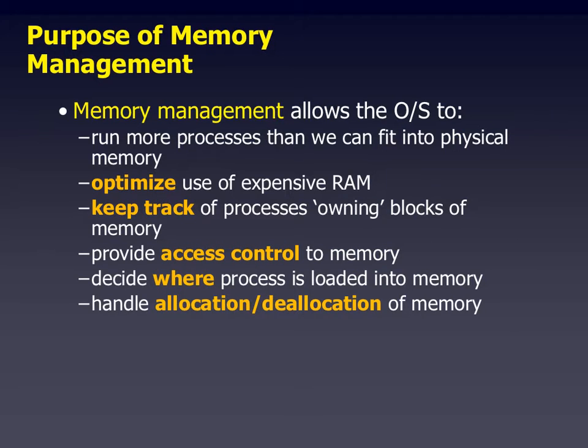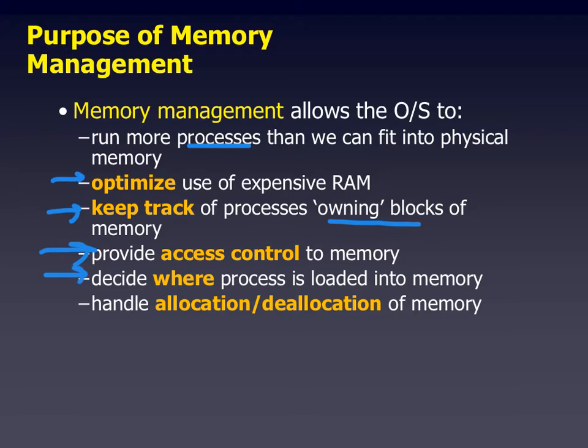So what an operating system does in terms of memory management, a whole bunch of things. First of all, it allows us to run more processes than we can fit into physical memory. It allows us to optimize our RAM, because it's very expensive, at least an order of magnitude more costly than disks. It keeps track of where the processes are and what blocks of memory they own. It provides security, especially against users and from yourself as well. So all processes should be independent.